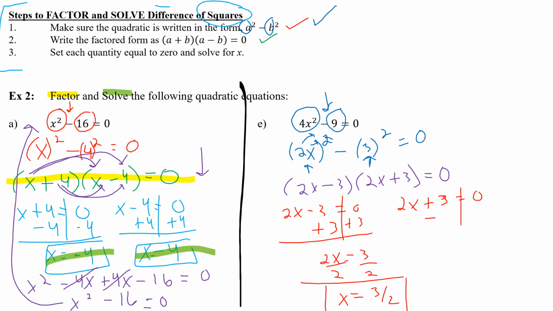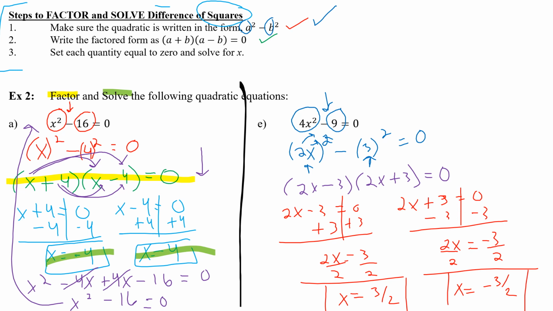The next one, we're going to subtract 3. It's going to give us 2x is equal to negative 3. Divide both sides by 2. And that's going to give us x is equal to negative 3/2.